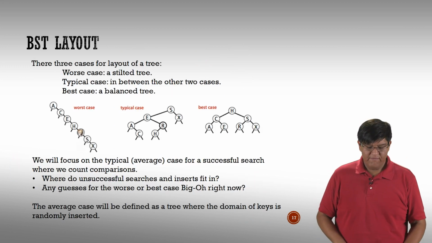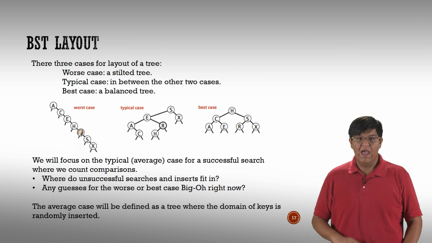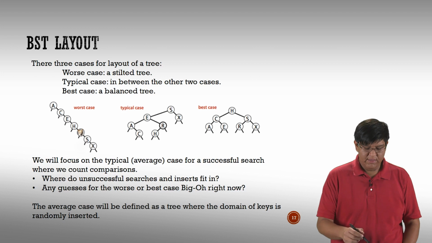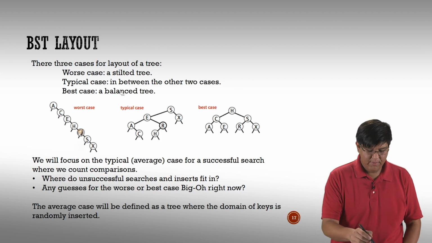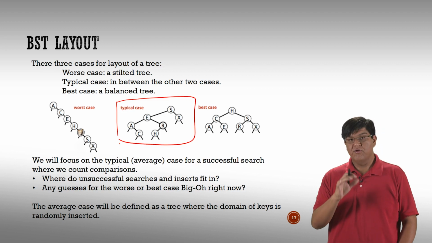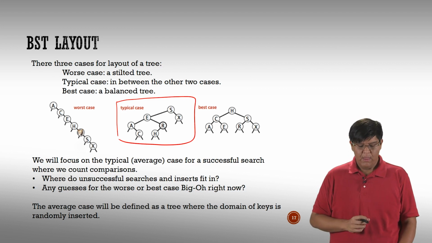So I have these three different cases. I have the average case or typical case. That was what we had on the previous slide, which is a tree like this. So my tree here in the middle, it's not bad. It's not exactly a balanced or complete tree, but it's not bad.